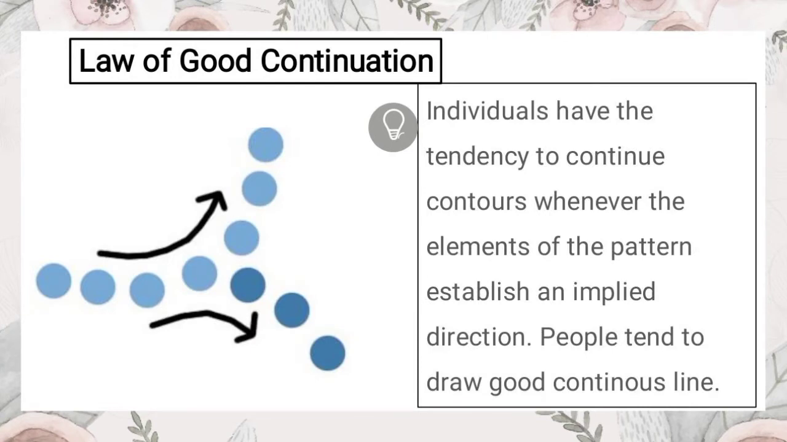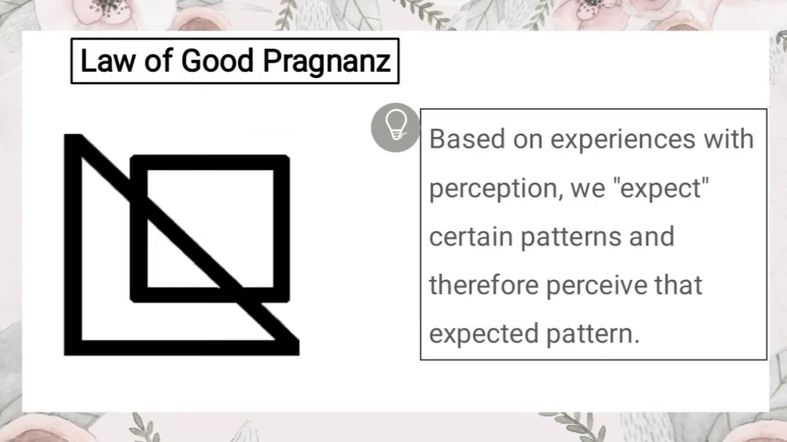Next, law of good continuation. Individuals have the tendency to continue contours whenever the elements of the pattern establish an implied direction. People tend to draw a good continuous line. Then next, law of good pragnanz. Based on our experiences with perception, we expect certain patterns and therefore perceive that expected pattern.